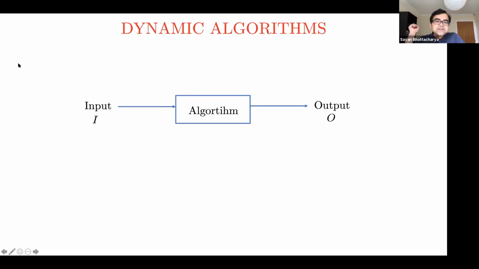So let me start by gently introducing the area of dynamic algorithms. Take your favorite optimization problem and consider any algorithm for it. Suppose on a given input I, it produces an output O. Now suppose the input changes slightly by means of an update. And after this update, we need to recompute the new output O plus delta O. What should we do? How to proceed? There is a trivial answer to this question. Simply run the same static algorithm from scratch on the new input.